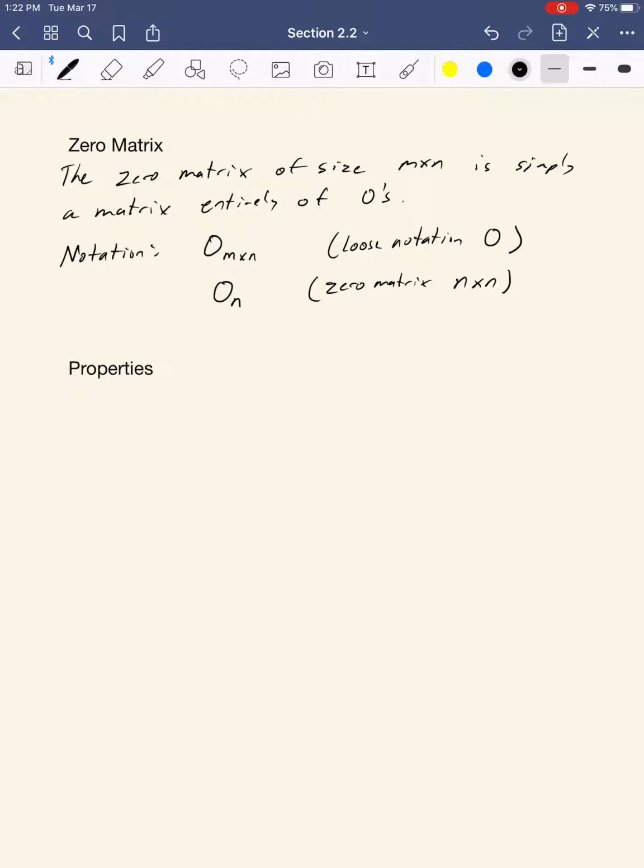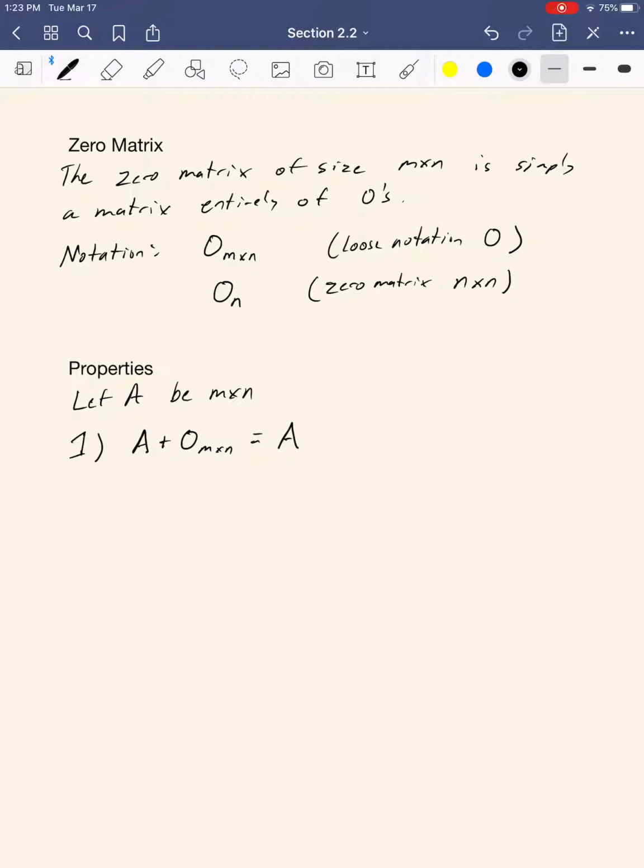Now, there are some properties of the zero matrix. Let A be m by n. We've got a couple of properties that we want to discuss here. The first is, as you would expect, that A plus the m by n zero matrix, as long as it's the right size zero matrix, is going to just be A.